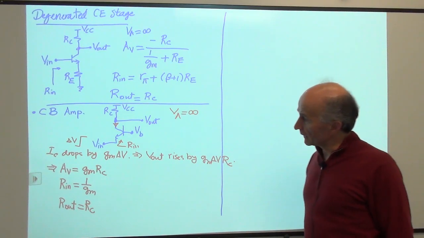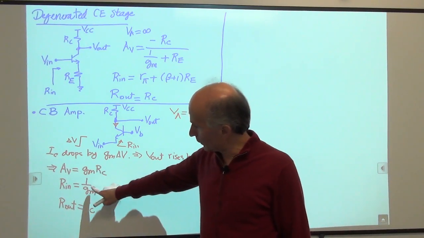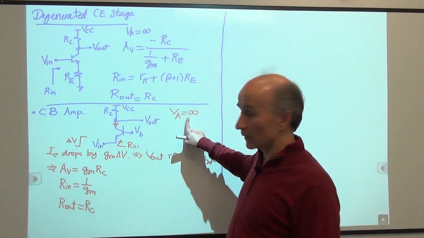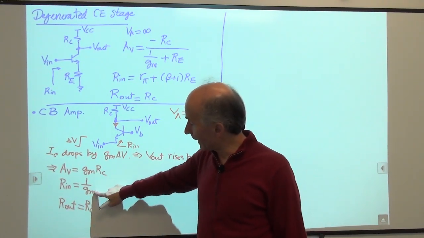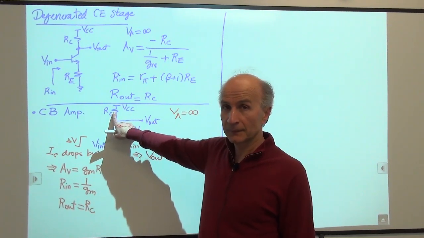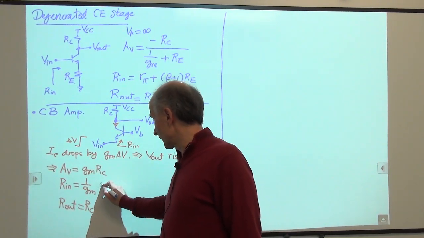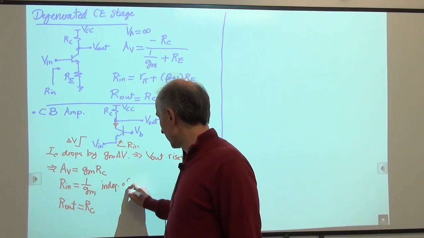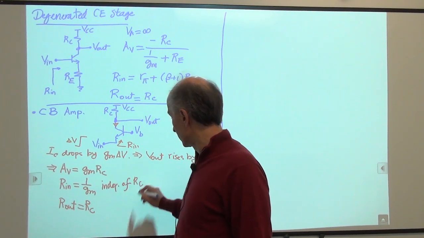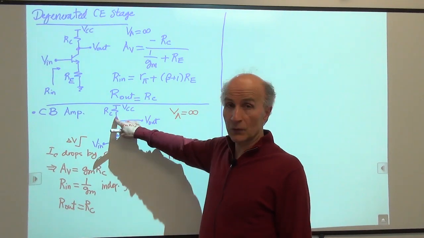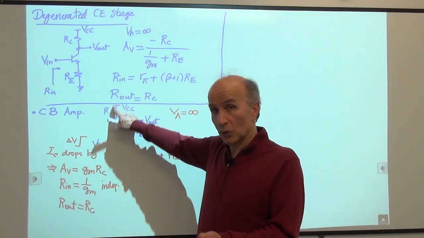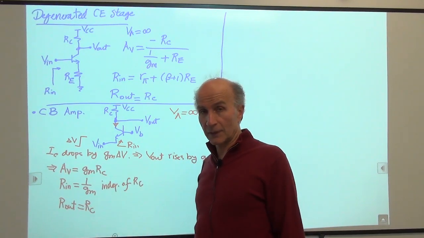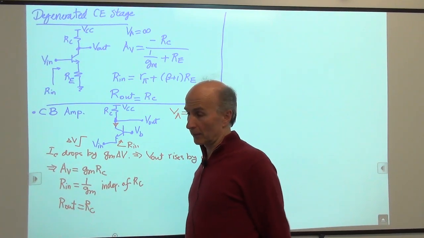What's interesting to note is that the input resistance of the common base stage with this condition is independent of RC, right? So remember that. It's independent of RC. So even if RC goes towards 0, if it becomes a short circuit, this resistance is still 1 over GM, right? It's independent of RC. And that brings us to the next problem.